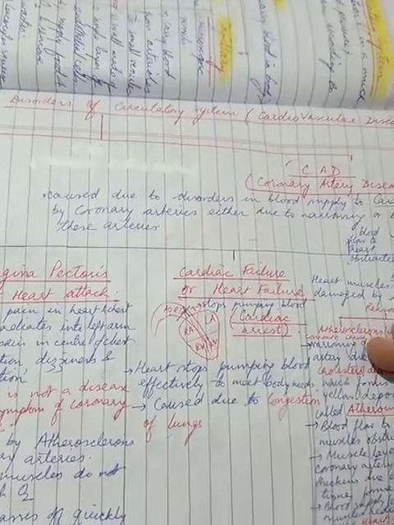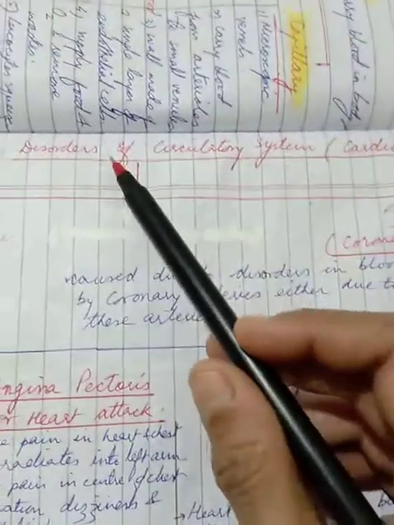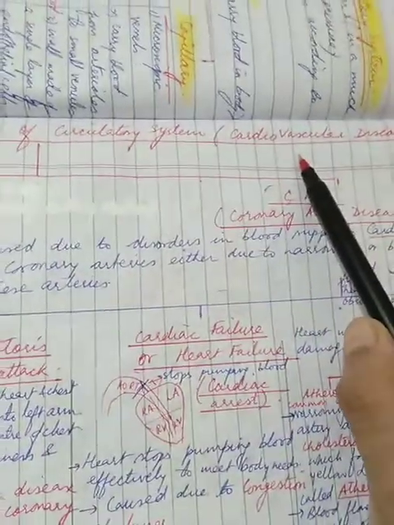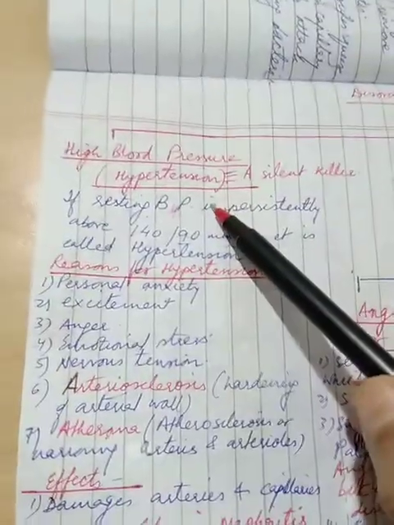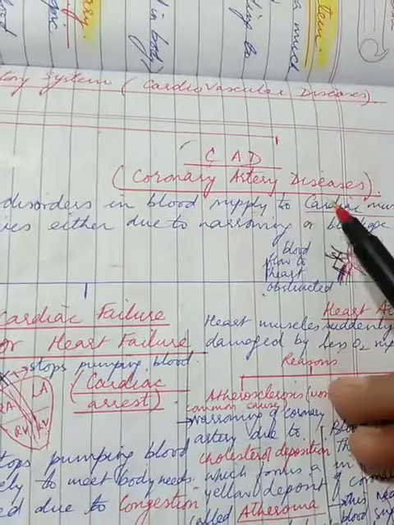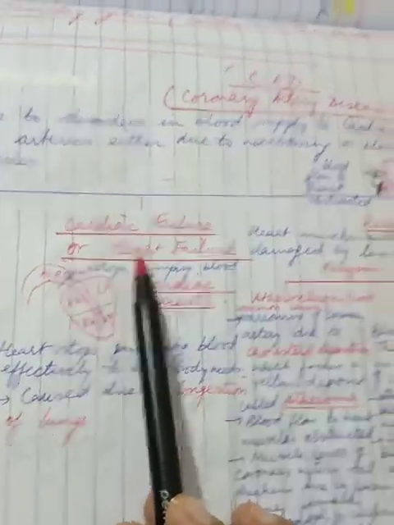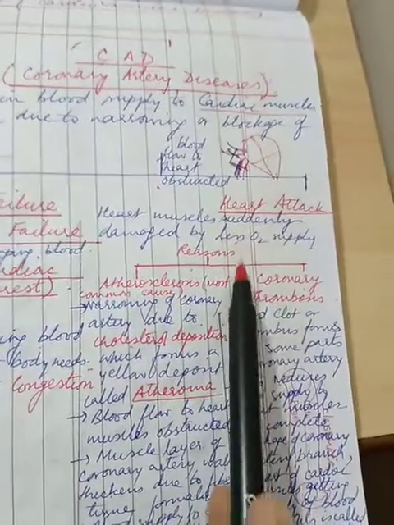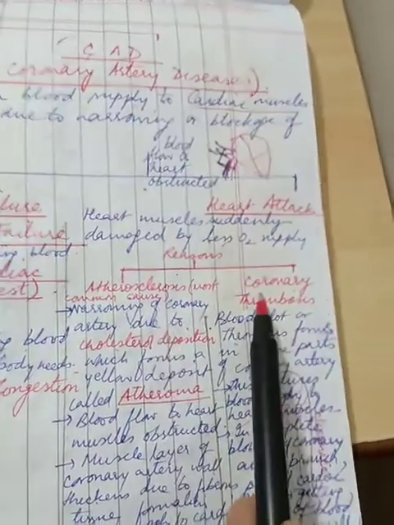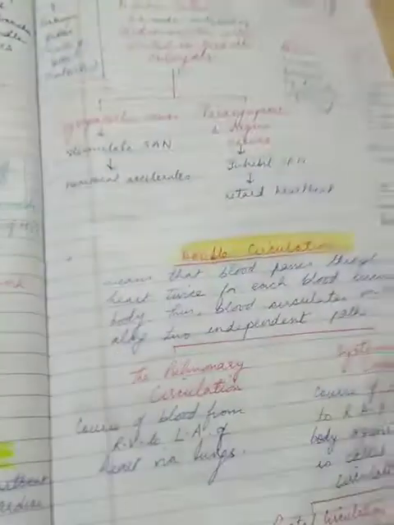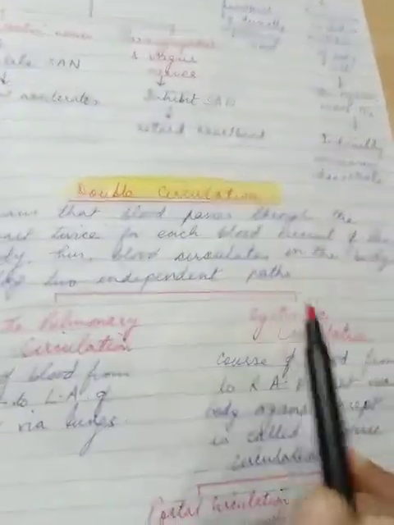Good evening, children. Yesterday, we discussed the disorders of the circulatory system, and under this, we talked about high blood pressure or hypertension and the coronary artery diseases, under which we talked about angina pectoris or heart attack, then cardiac failure, and also the reasons for heart attack, which were atherosclerosis or coronary thrombosis. Now, to complete this lesson, only one topic remains that we will wind up today, and this is double circulation.